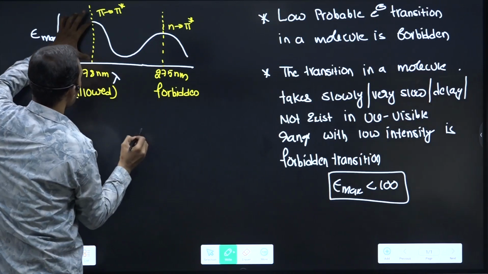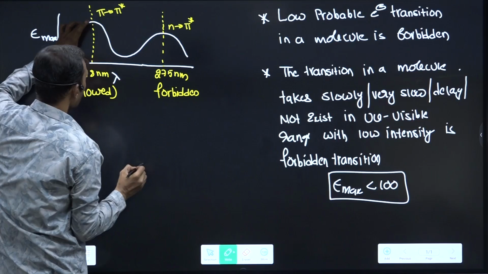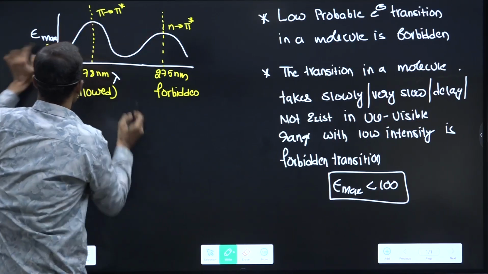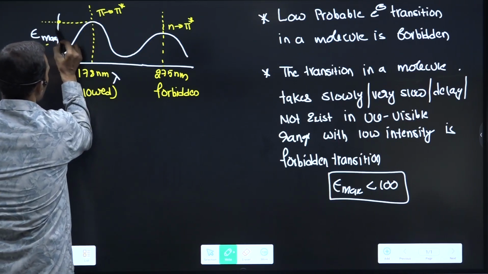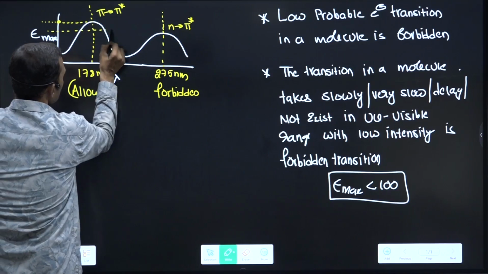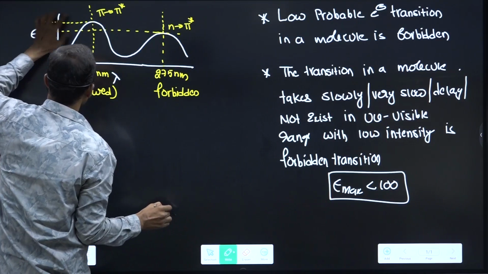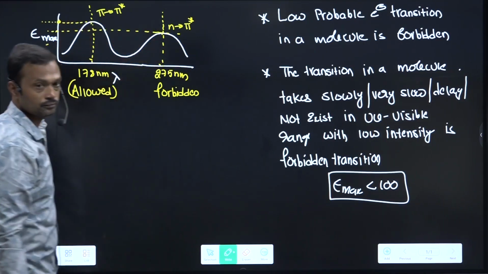Whichever transition has more intensity, whichever has less intensity. So highly possible, less possible. More absorption, less absorption. Emax is very high for this one, but if you compare here, Emax is less. Absorption is very low here, and very high there. More absorption is allowed, less absorption is forbidden.